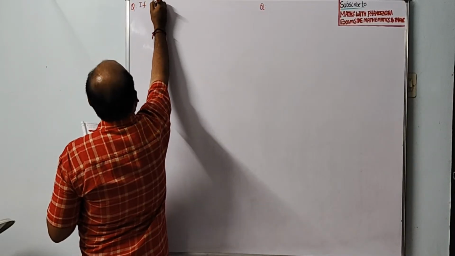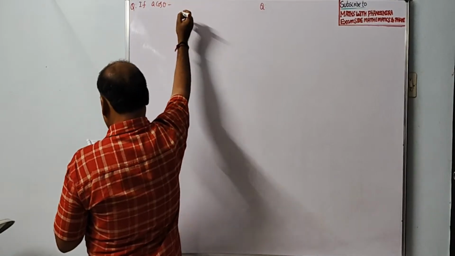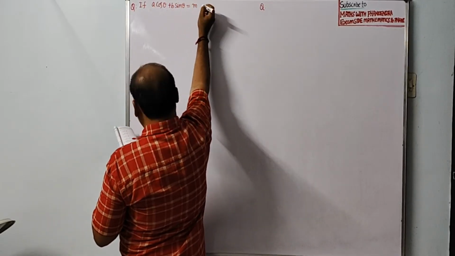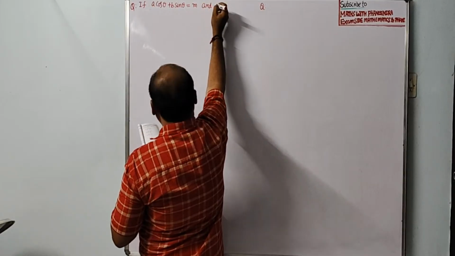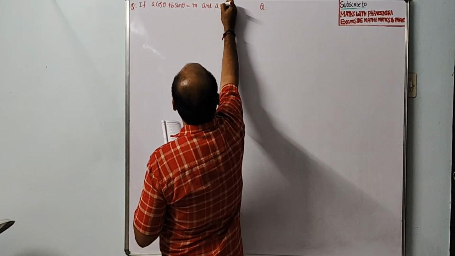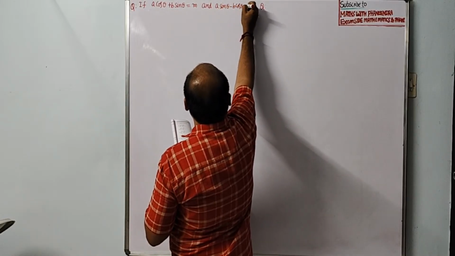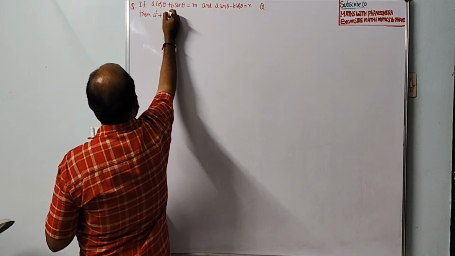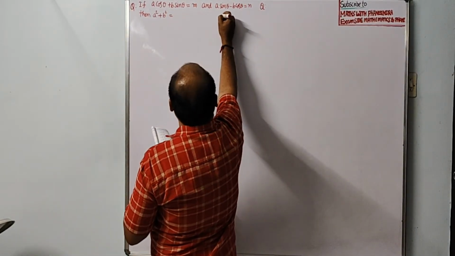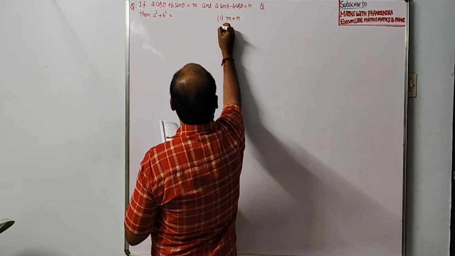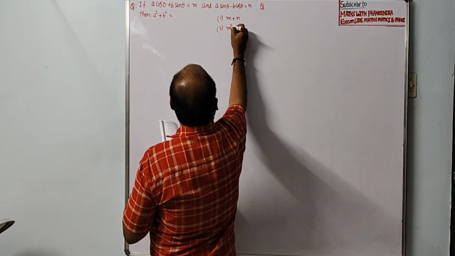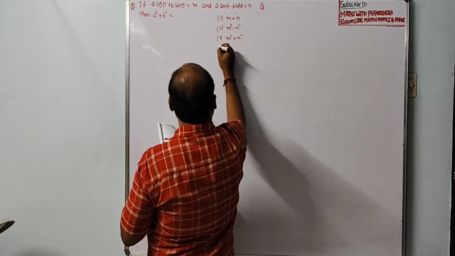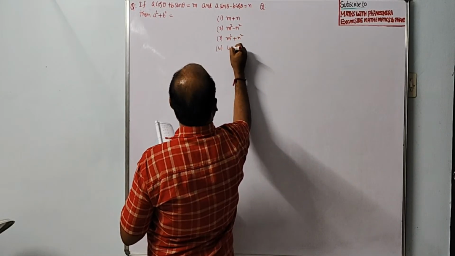If a cos theta plus b sin theta equal to m and a sin theta minus b cos theta equal to n, then a square plus b square equal to: m plus, m square minus n square, m square plus n square, 4mn.